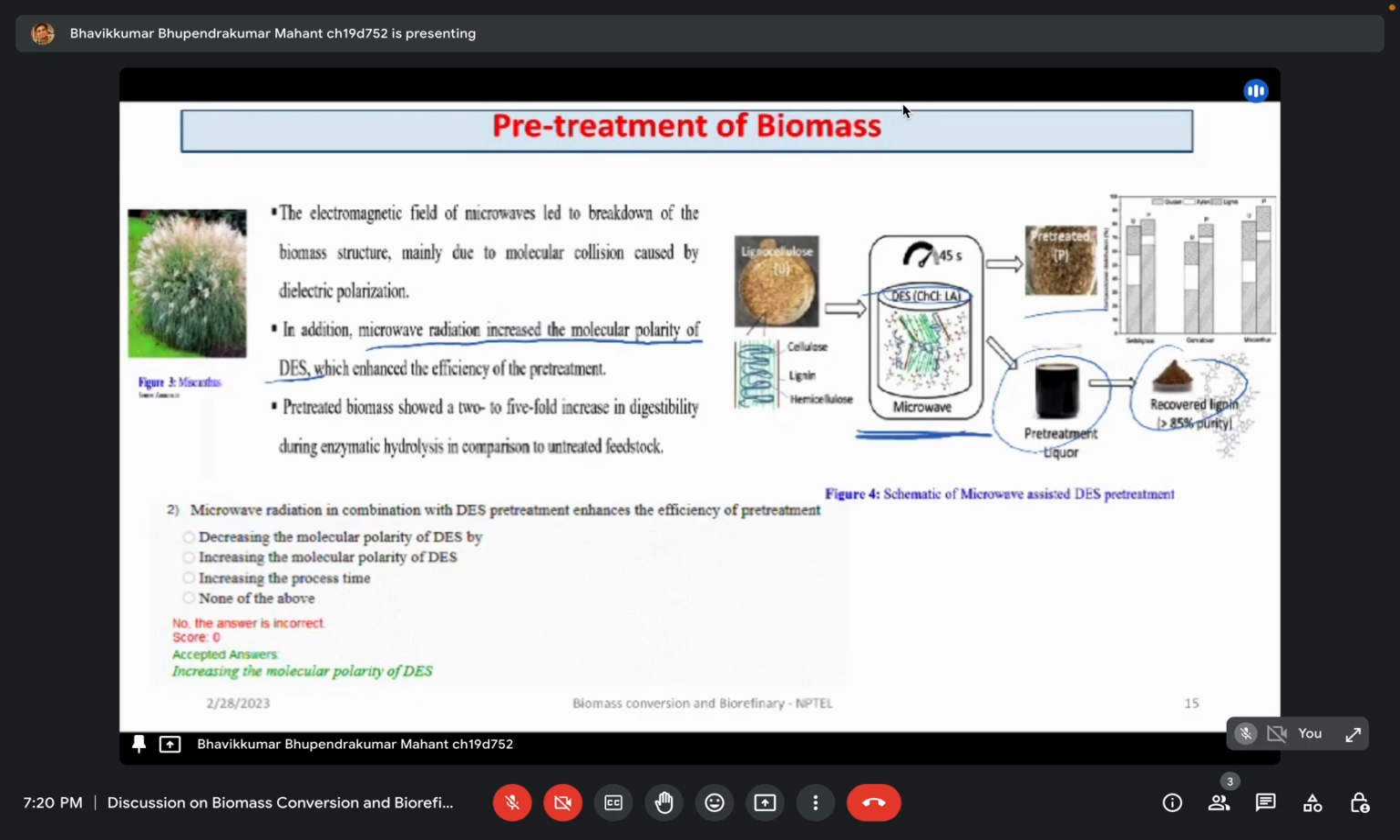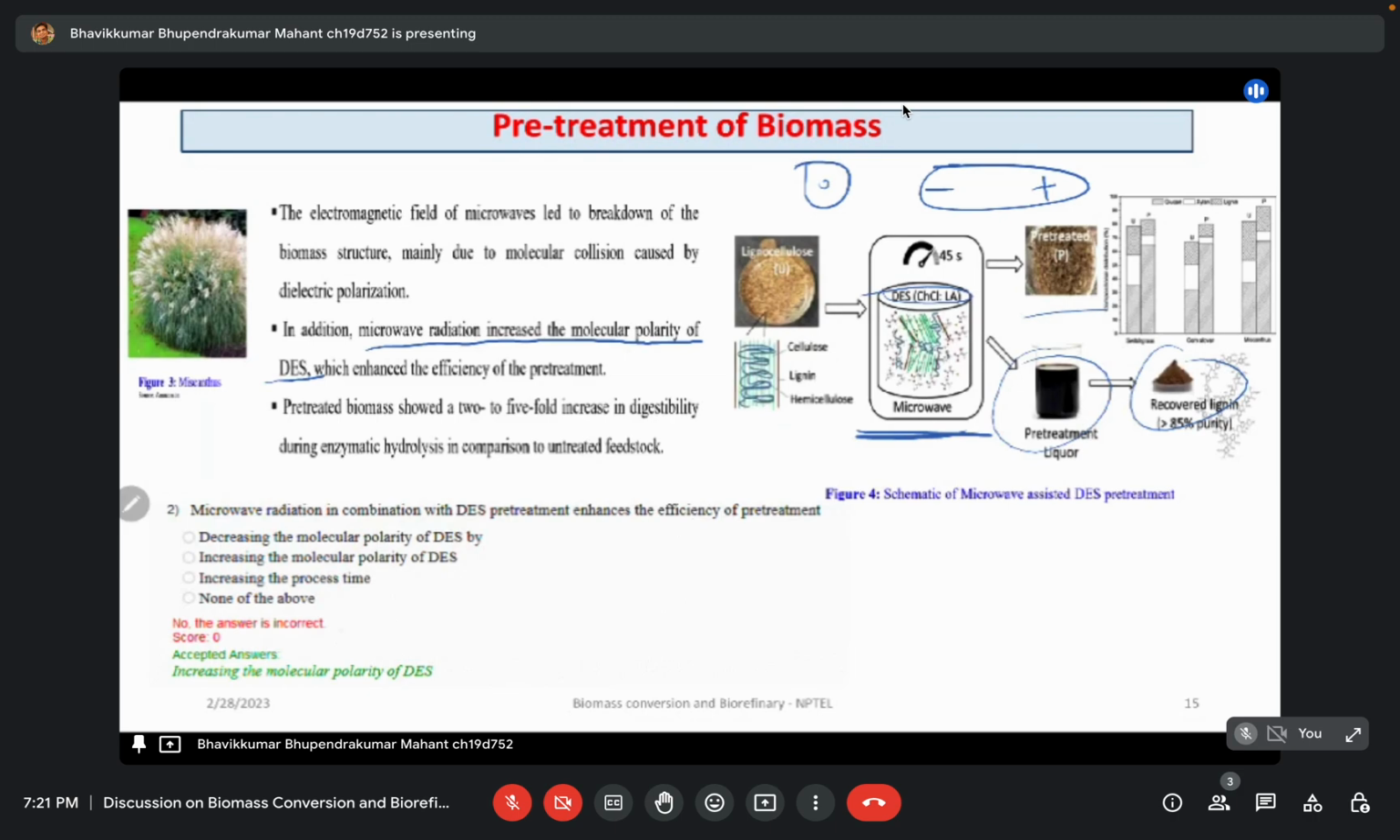For donation of hydrogen, it is an oxidation process, and the other is a reduction process. So if you want to enhance the oxidation and reduction process, we need to generate molecular polarity. If a molecule has null polarity, then it is different. If one side of the molecule has a positive charge and the other is negative, this will help to complete the process. So that's why increasing the molecular polarity of DES is the answer for this one.